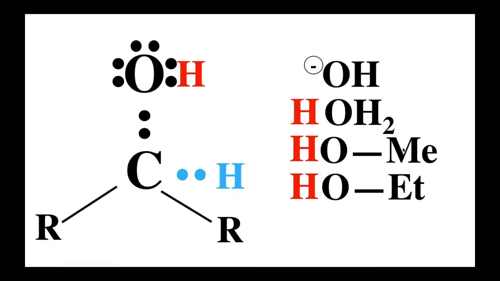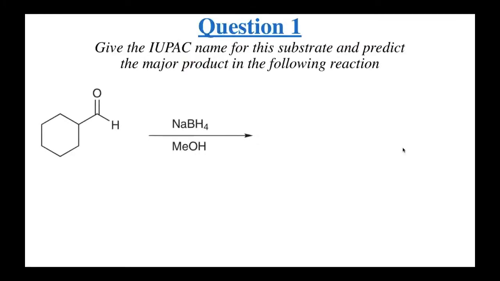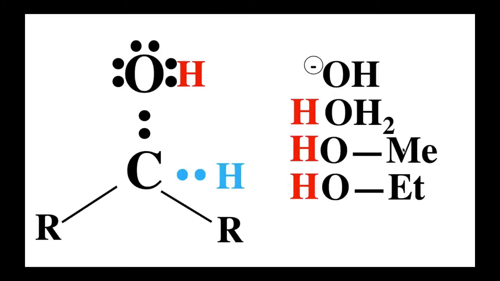So you can use sodium borohydride or lithium aluminum hydride when you are attacking ketones and aldehydes, and you'll get the same product. So it doesn't matter which one they give you, just recognize that both of them accomplish the same thing, a hydrogen nucleophilic attack. So now let's go on. Are there any questions to this point before I give you the first question?